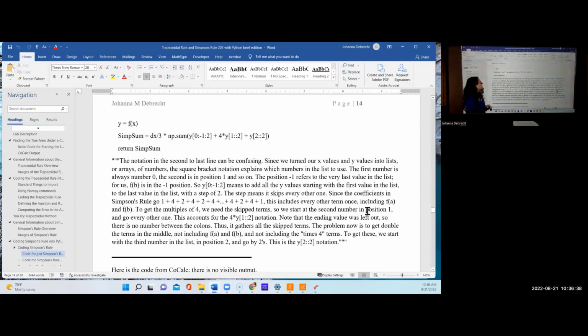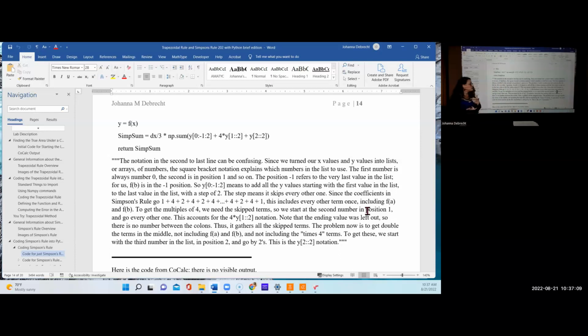And then we have Simpson's rule. Now, what is this doing here in the middle? This is computing basically Simpson's rule. So you'll see the left endpoint, right endpoint, and 4 times the middle. And you have dx divided by 3. Now, don't worry too much about what it's doing in here. It is computing the value of Simpson's rule. And then it returns the value as Simpsum. All right? So the notation in this last line can be a little bit confusing.